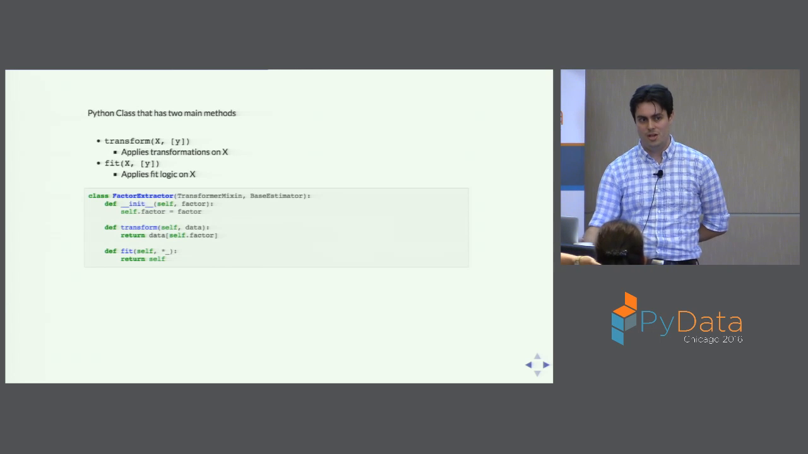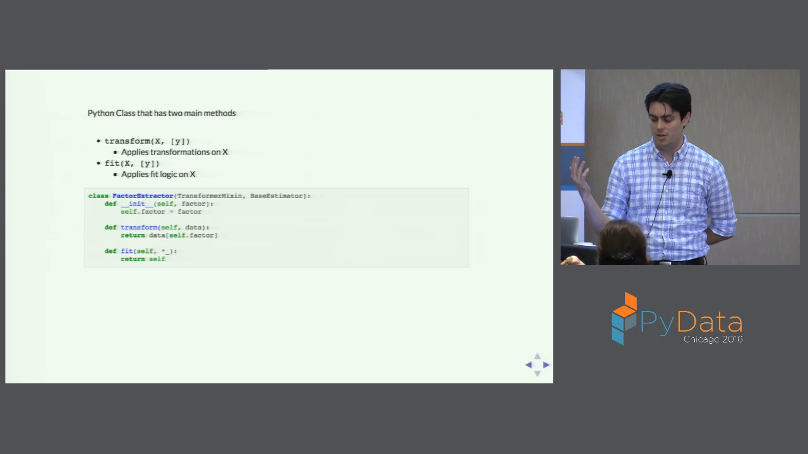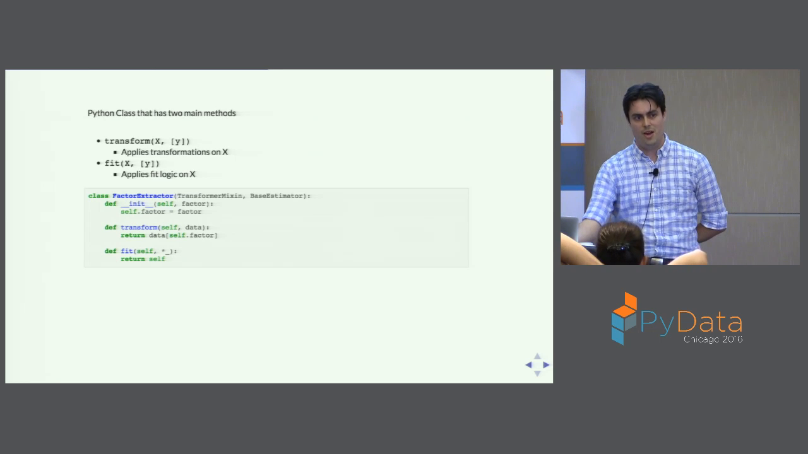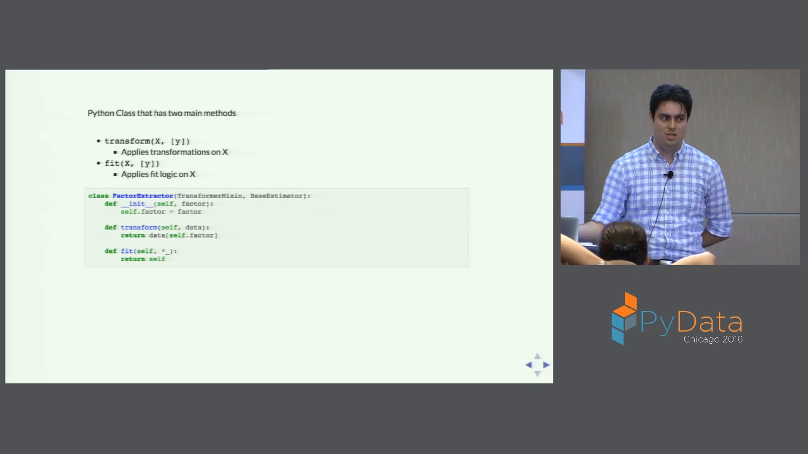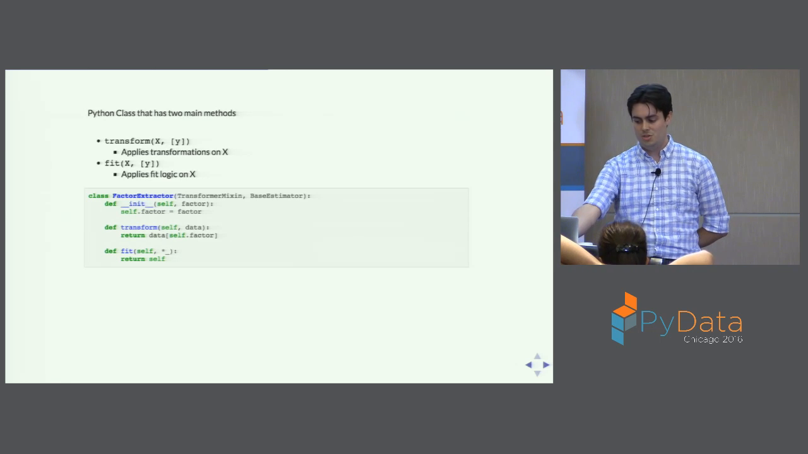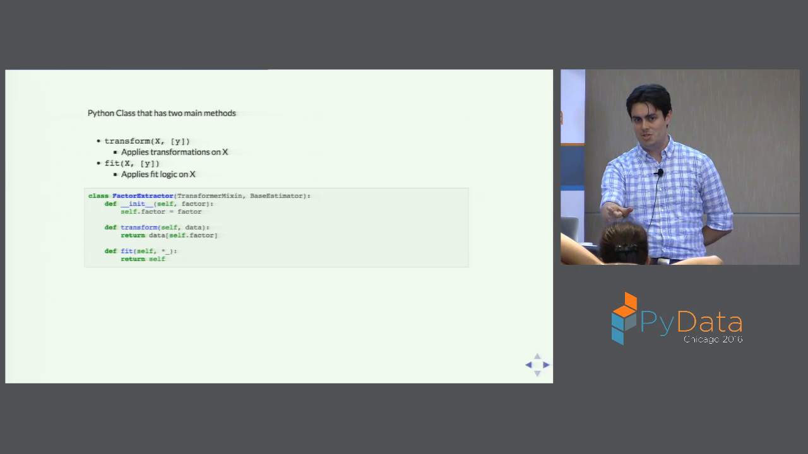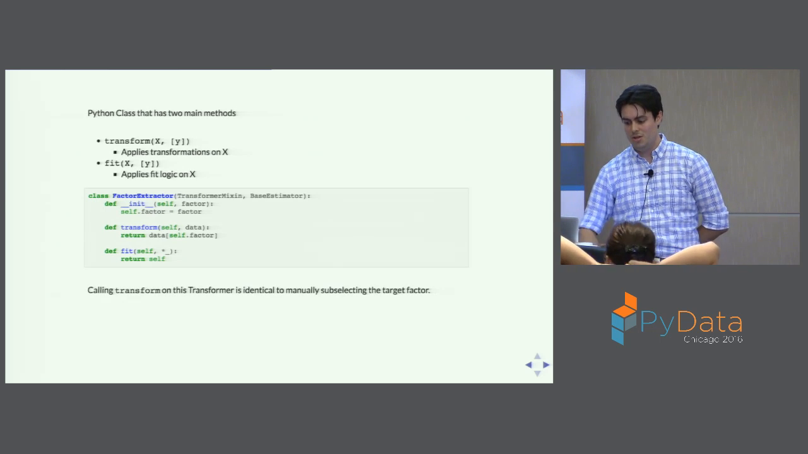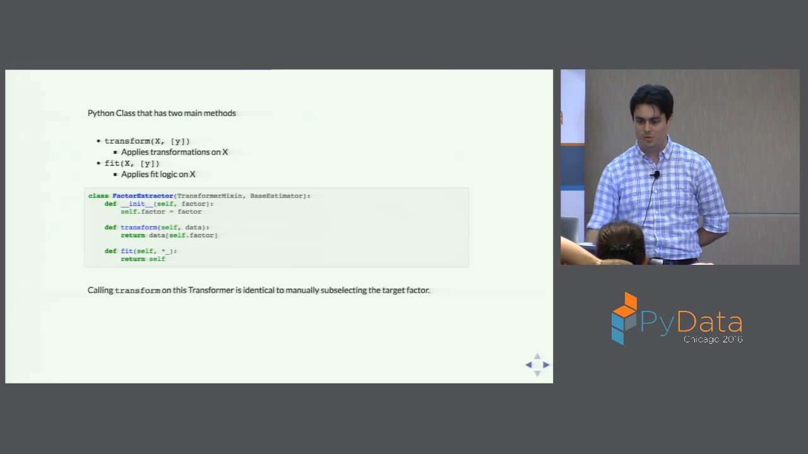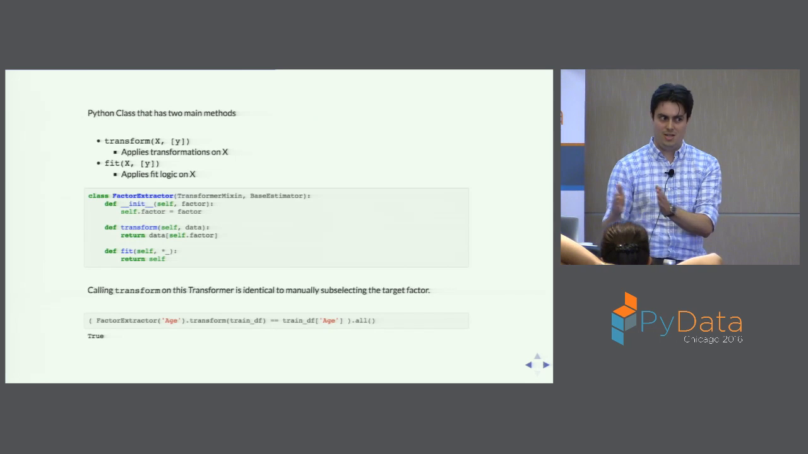When you call fit, you're not doing anything in this simple factor extractor, and this is the same factor extractor I used earlier. You give it a factor when you initialize it. I gave it age as a string. When you call transform, it's just going to return to you the slice of data where age is the column, right? There's nothing fancy about this. You can do it manually. They're the same thing. We're just sub-slicing the data.